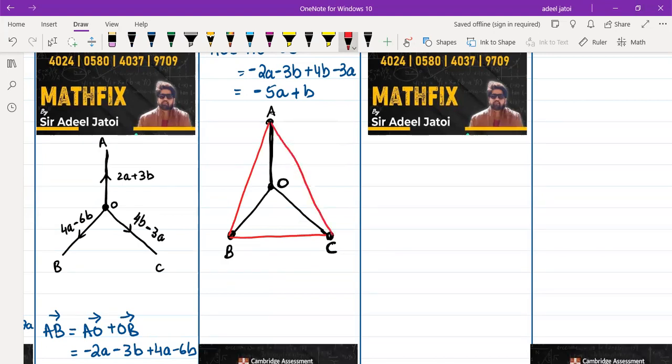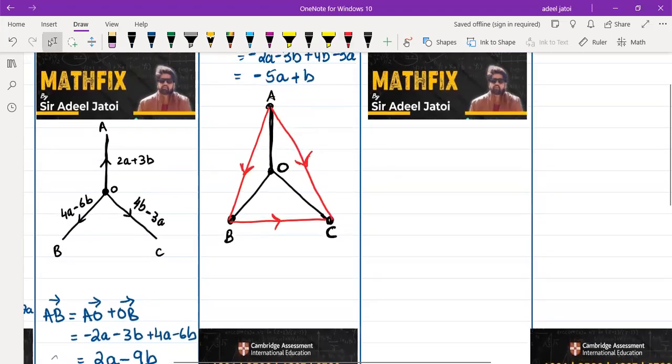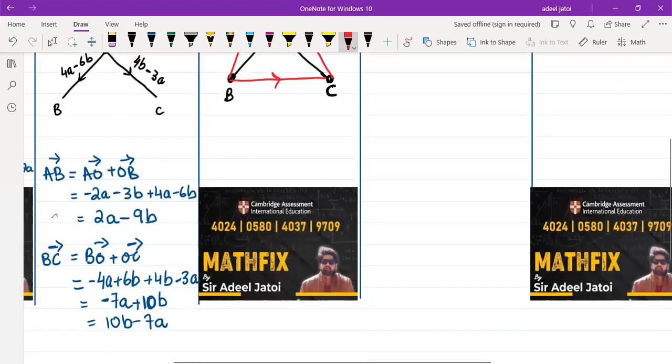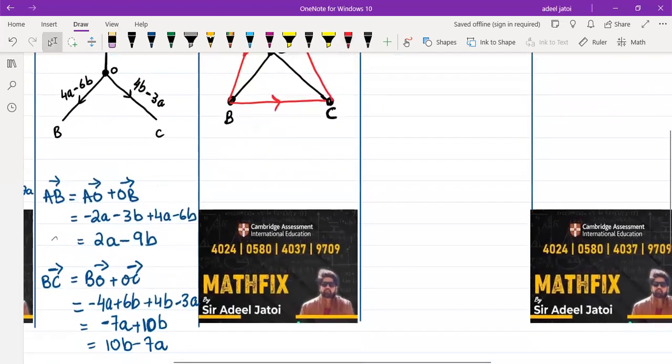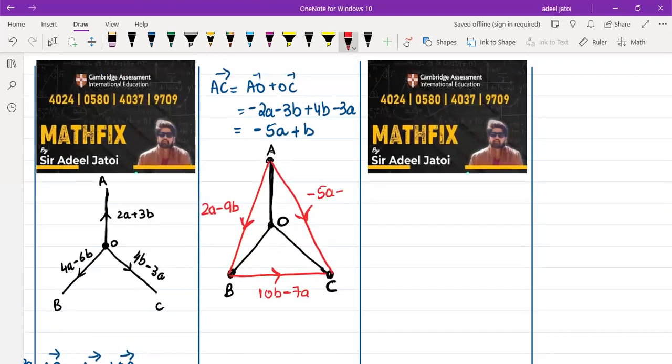and A to C. We already know that the direction vectors we found out were in this way. AB was 2A minus 9B. BC was 10B minus 7A. And AC that we found out was minus 5A plus B.